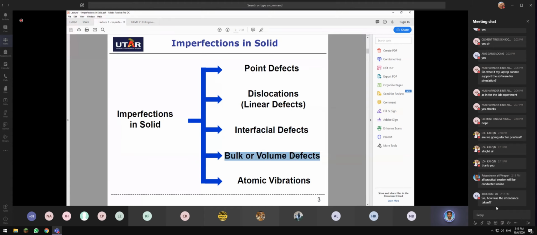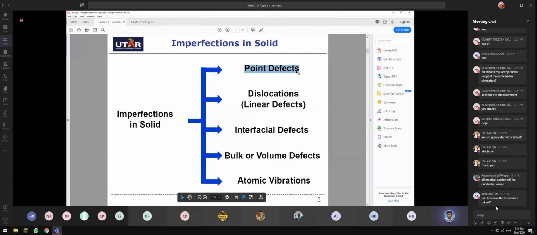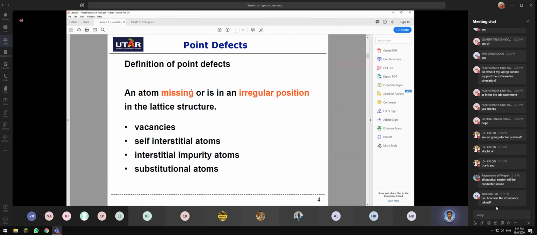Then you have bulk or volume defects, and then atomic vibrations. All right. Now, let's talk about the first one, which is point defects. Now, the definition of point defects.